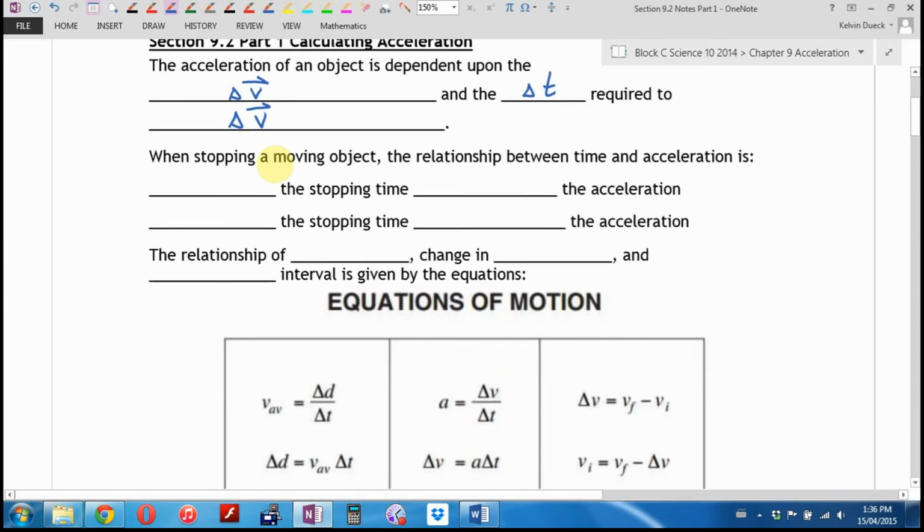When stopping a moving object, the relationship between how long it takes and acceleration is, if it takes longer to stop, that's because you weren't speeding up or slowing down as fast. Your acceleration is smaller. Here's what that's saying. If you have a small acceleration, it's going to take you way longer to get to freeway speed than if you floor it. All flooring it is doing is reducing the amount of time in our equation. Make sense? Also, if you decrease the stopping time, there's flooring it.